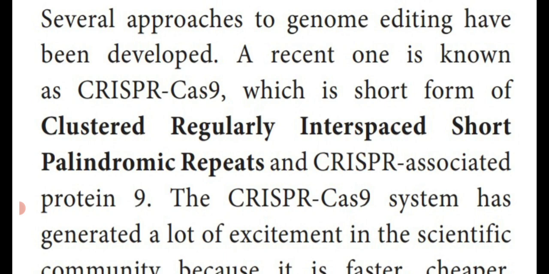Okay. So clustered means in a group, regularly means at regular intervals, with the interspace, the gap between two genes, with the short palindromic repeats. That means the nitrogenous bases are in a reversible manner in both directions, 3 prime to 5 prime and 5 prime to 3 prime direction. That should be associated with the protein molecule known as CRISPR associated protein 9.